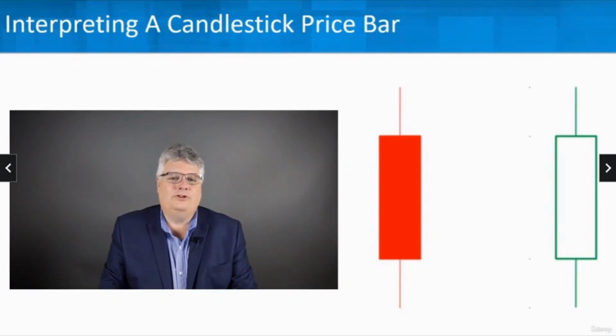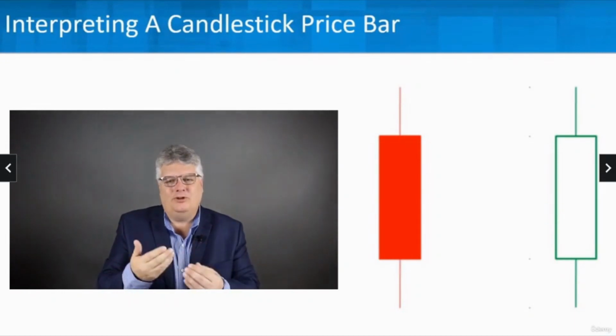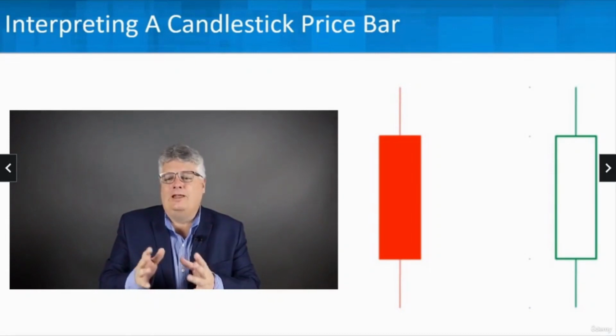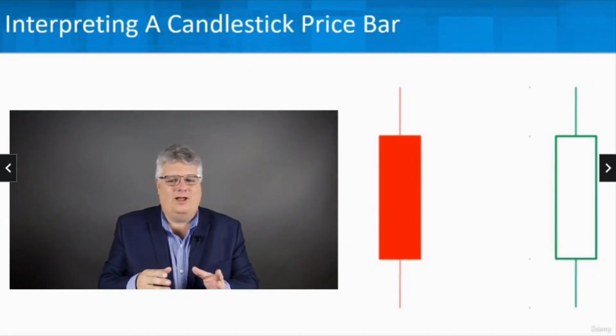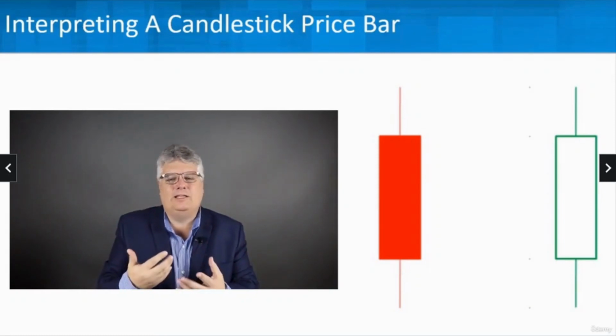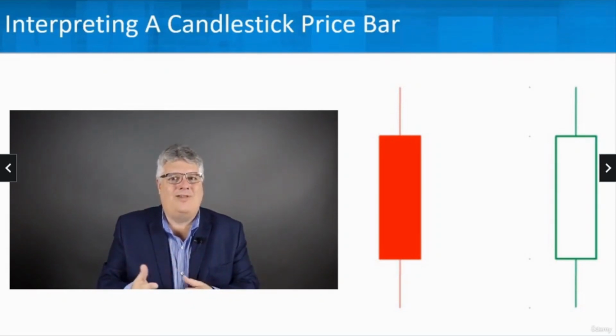Well, the first thing we need to do when we're talking about candlesticks is understand what they're trying to tell us, right? They're trying to tell us something, and so we need to be able to interpret what the candlestick price bar is trying to tell us. If you look at this example here, we have a red one and a white one. These candlesticks are trying to tell us something about the pricing, the range of prices, the opening and the close, whether it was up or down. But we need to learn how that works.